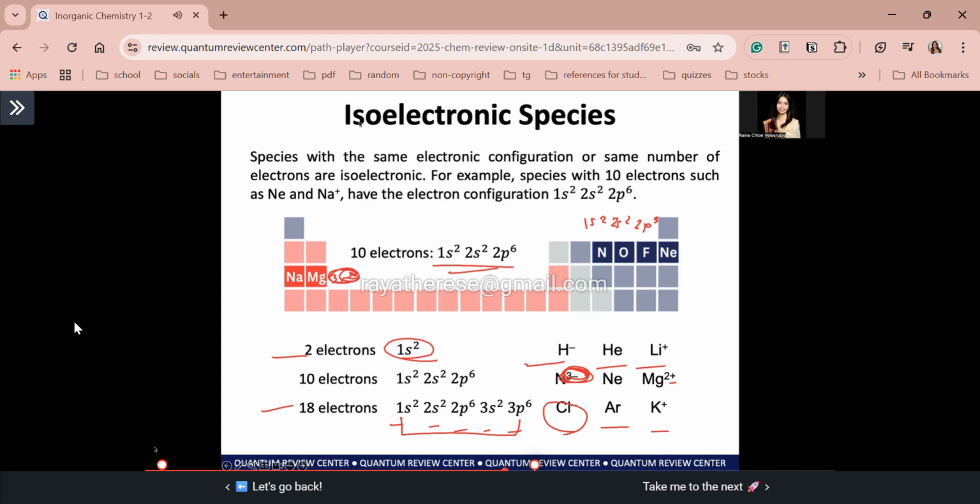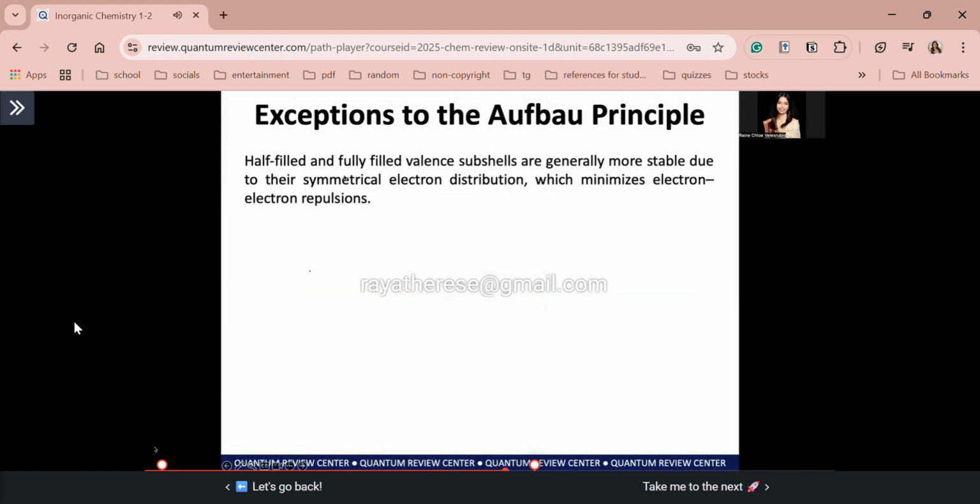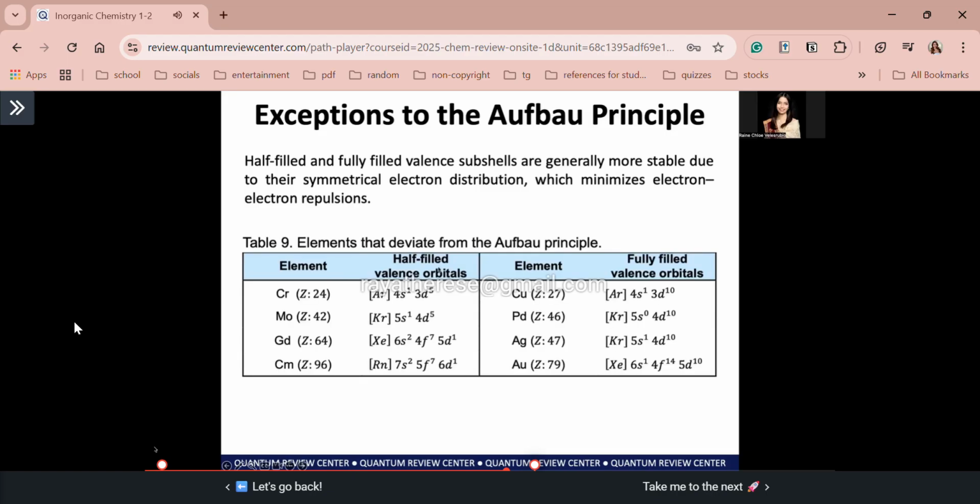Bilis na lang guys, kasi review na lang to, right? Okay. So once again guys, Aufbau principle states that the orbital should be filled with electrons in increasing energy. However, may mga exceptions para dyan, and these include the elements listed in table 9. So from the left side of the table, okay, chromium, molybdenum, gadolinium, and curium are exceptions to the Aufbau principle kasi preferred nila half-filled yung valence orbital.